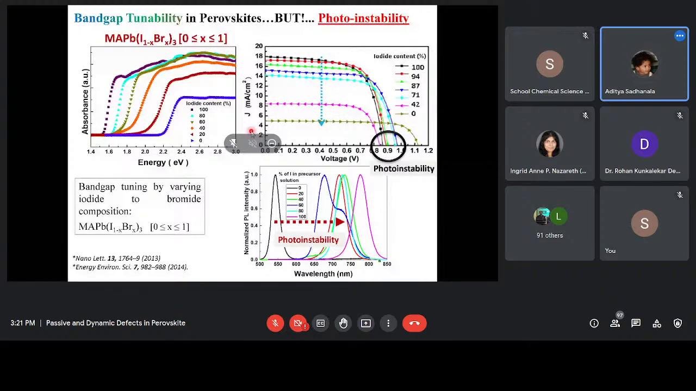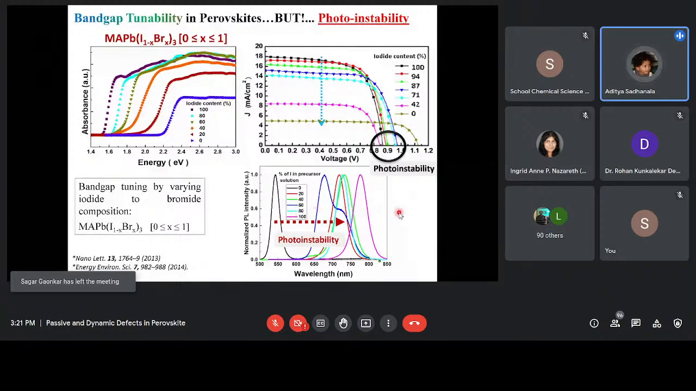You change composition, while you increase or decrease iodine, the absorption is monotonically shifting. Okay, there is no peculiar bunching up as such. But when you see photoluminescence, what you see is if you have pure bromine samples, you have the photoluminescence here at around 550 nanometers. For pure iodine samples, you have it around 800 nanometers. But for all the other samples, the bunching effect is there. There is no monotonic tuning effect as such.